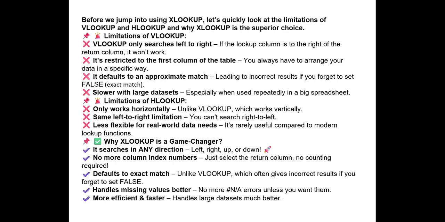VLOOKUP also restricts you to the first column of the table, so you always have to arrange your data in a specific way. It defaults to an approximate match, leading to incorrect results if you forget to set false. For people who are not familiar with VLOOKUP or HLOOKUP, I have done a video on VLOOKUP, explaining the formula in a very simple, easy approach with a very small data set.